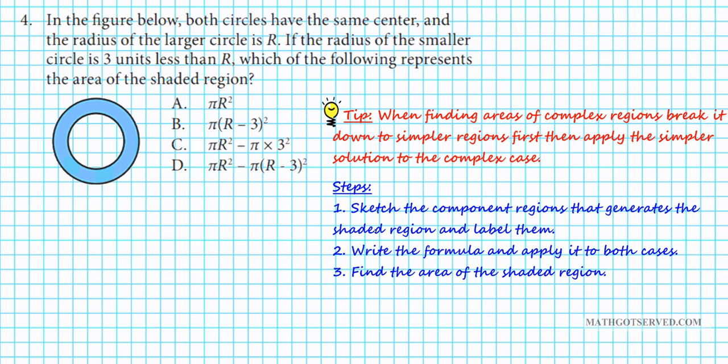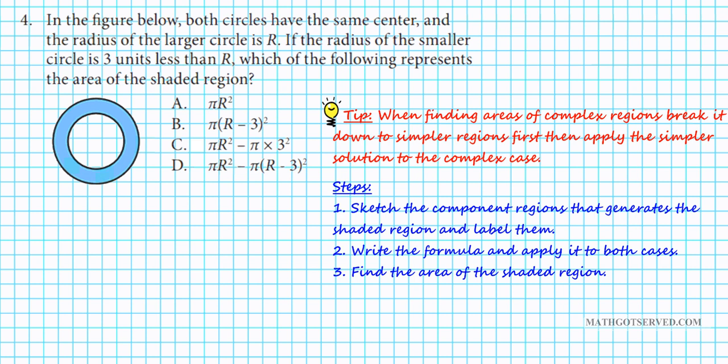Now, the steps we're going to use: we're going to sketch the components, the simpler regions that result in this shaded region right here, and then we'll label them using the information provided. After that, we're going to write down the correct formula for the situation, apply it to both cases, and when we're done with the simpler cases, we will combine them together to find the area of this composite shape, this complex shape right here. All right? Okay, now let's go ahead and get started.